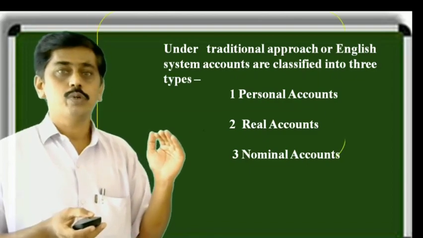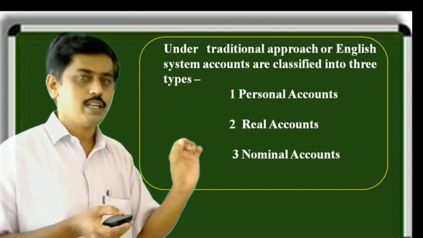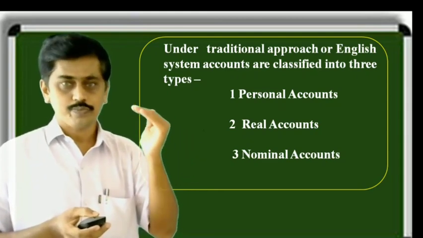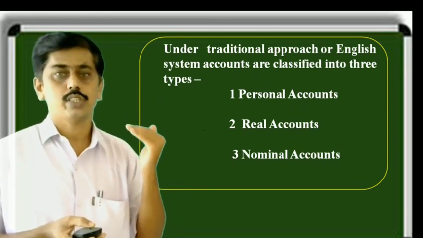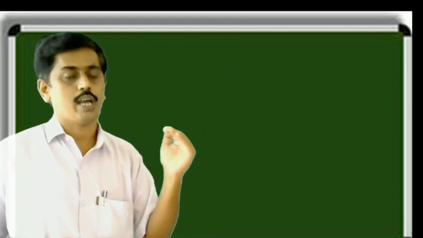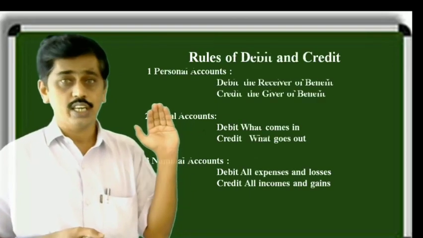So I will put it in a box. You must have an idea. Note that down, it should be known to you. Okay, under the English system, accounts are classified into personal accounts, real accounts and nominal accounts. And rules also, you just have a glance over the rules of debit and credit under the English system.